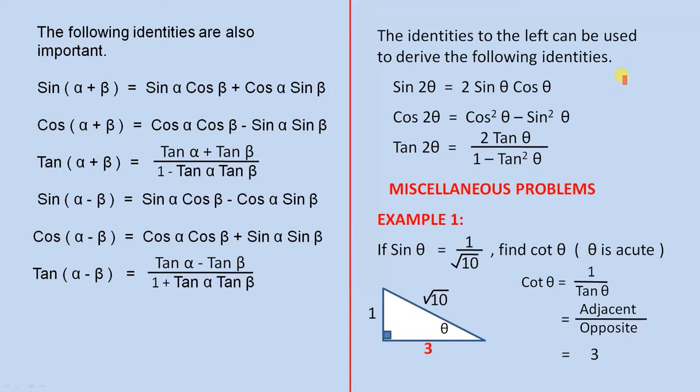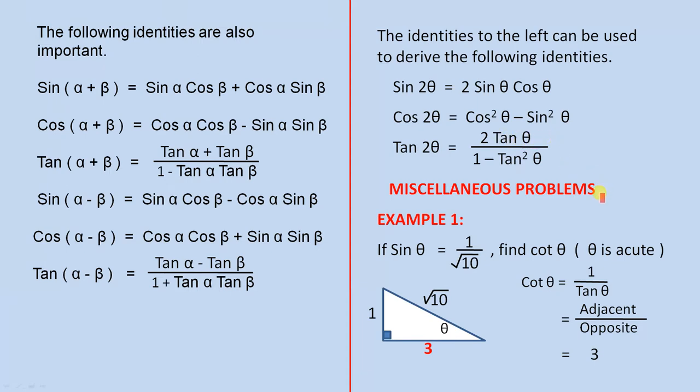The identities to the left can be used to derive the following identities. The sine of 2 theta is this, and that's very important. The cos of 2 theta is this, and the tan of 2 theta is this.